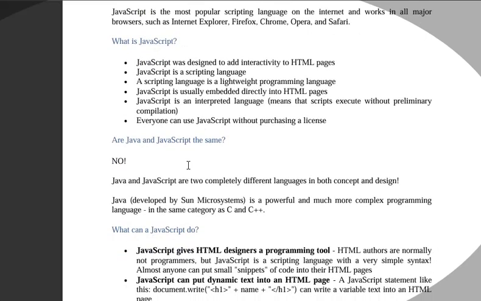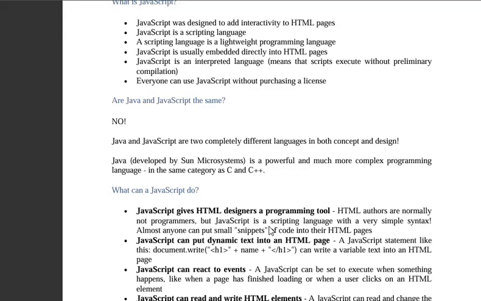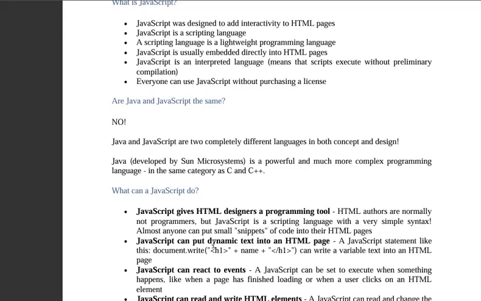People these days often confuse Java and JavaScript. So are they the same? Of course not. Java and JavaScript are two completely different languages in both concept and design. Java, developed by Sun Microsystems, is a powerful and much more complex programming language in the same category as C and C++.